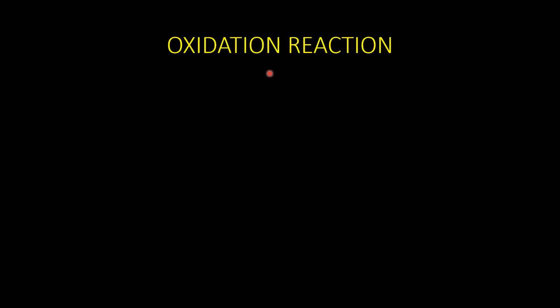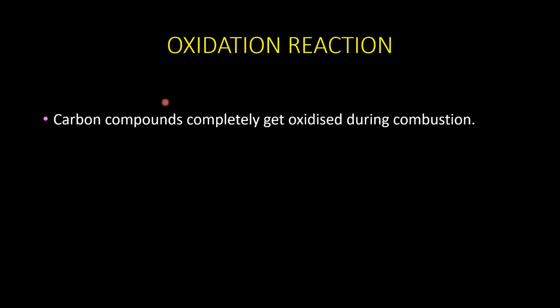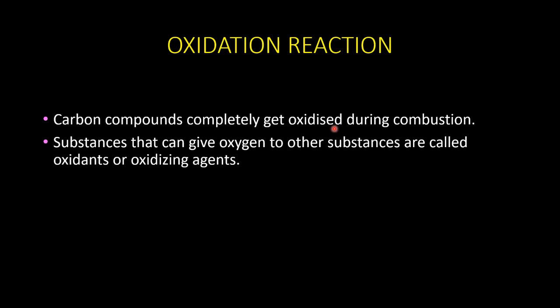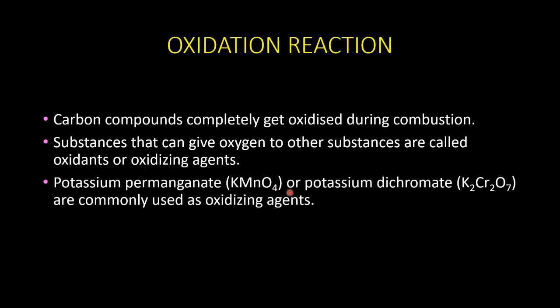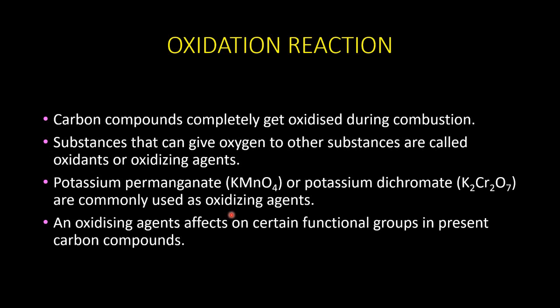What happens in an oxidation reaction? A carbon compound completely gets oxidized during combustion. We have seen in combustion reaction. There are some substances that give oxygen, that donate their oxygen atom to other substances. Those substances are called oxidants or oxidizing agents. Potassium permanganate or potassium dichromate, these two are commonly used oxidizing agents. What does this do? This oxidizing agent affects certain functional groups present in the carbon compound, so that the carbon compound gets transformed.